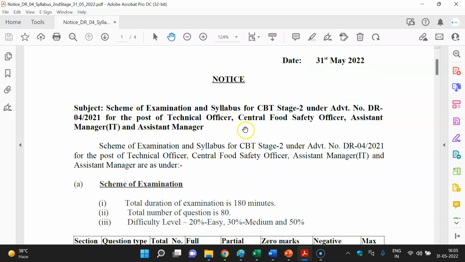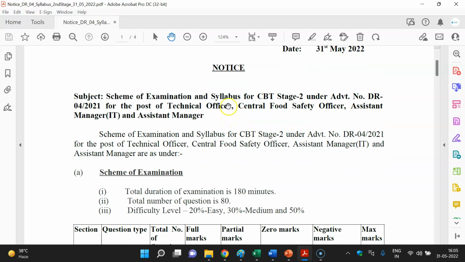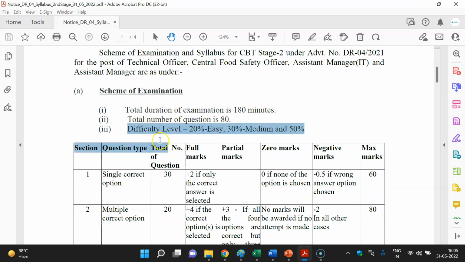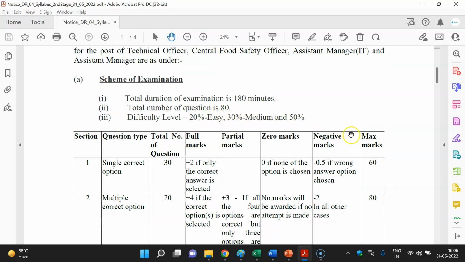This PDF is available at the FSSAI website, so you can see that a total of 80 questions will be there and 3 hours will be given, and it will be a computer based test. In that, the difficulty level will be 20% easy, 30% medium, and 50% difficult. It is not properly written, so it will be like that: 20% easy, 30% medium, and 50% difficult.